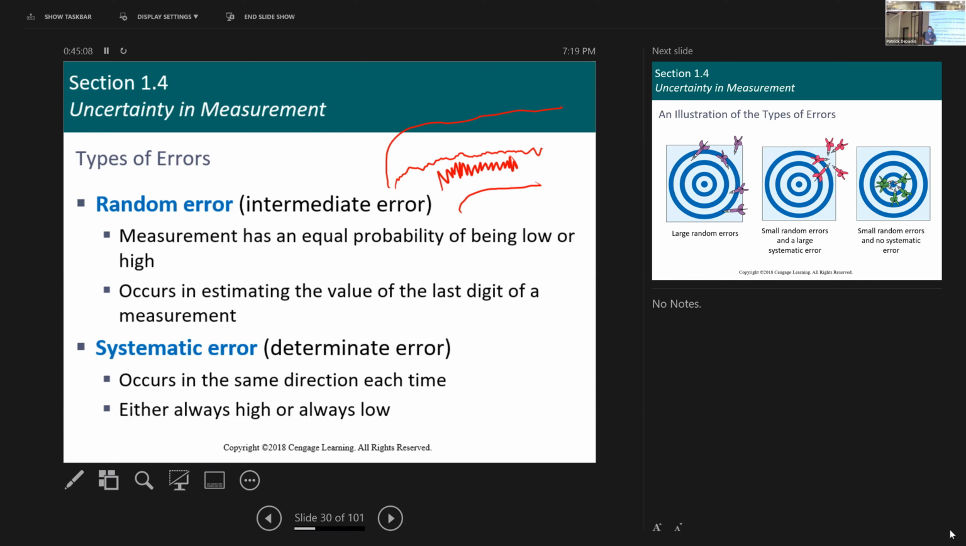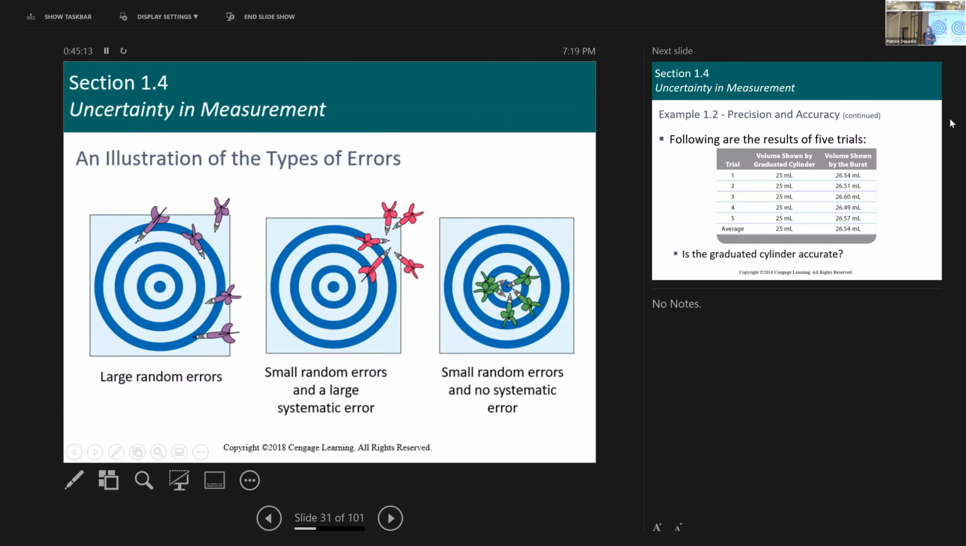Okay, any questions on those errors, systematic and random? I feel like I am teaching the lab, with how much I'm talking about research and labs.